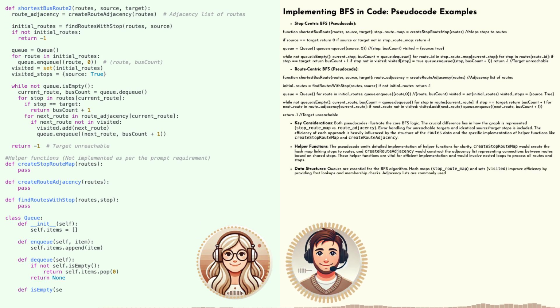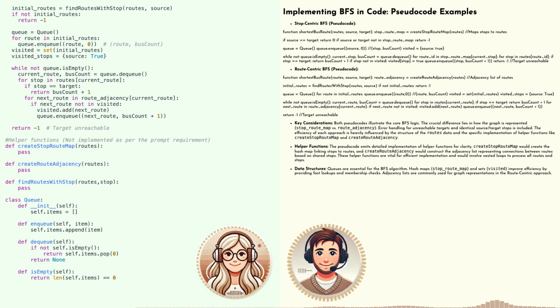A dictionary or a hash map would be a good choice for that. Okay, so each key in the dictionary would be a bus stop. Exactly. And then the value for that key would be all the routes that pass through that stop. It's like a lookup table. For this stop, here are all the buses you can catch.